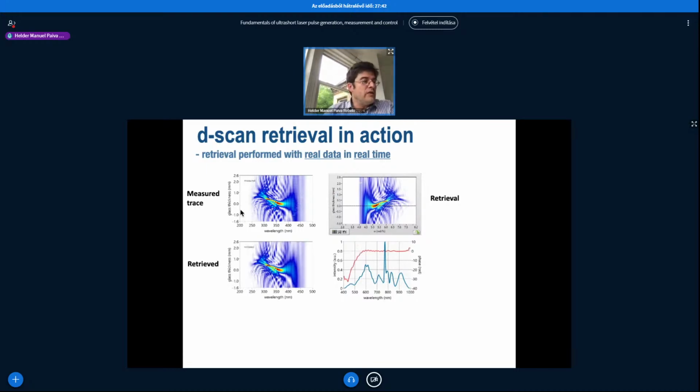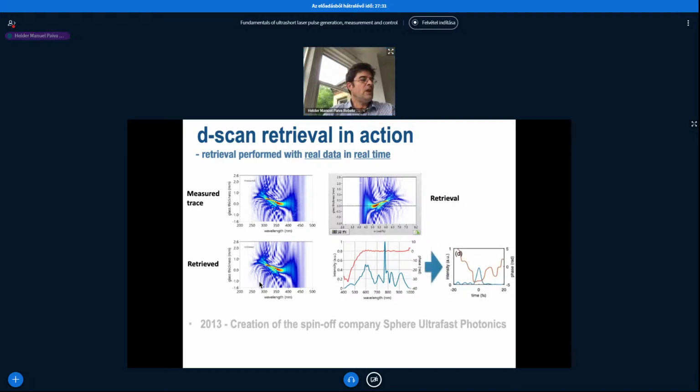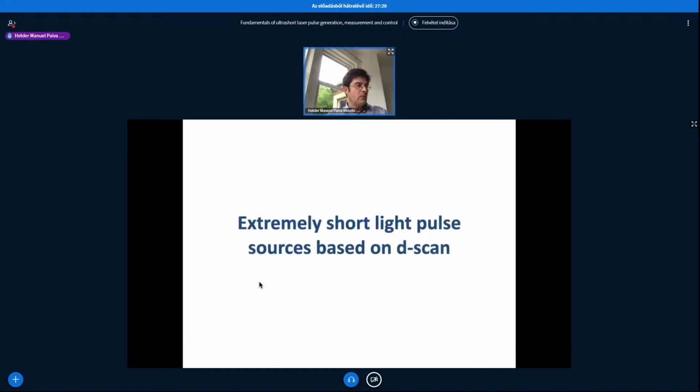So the algorithm was able to retrieve the spectral phase, which is this red line, and you see that the numerical retrieval and the measurement are the same. Okay, so that's basically how dscan works. And we have the pulse in the time domain.